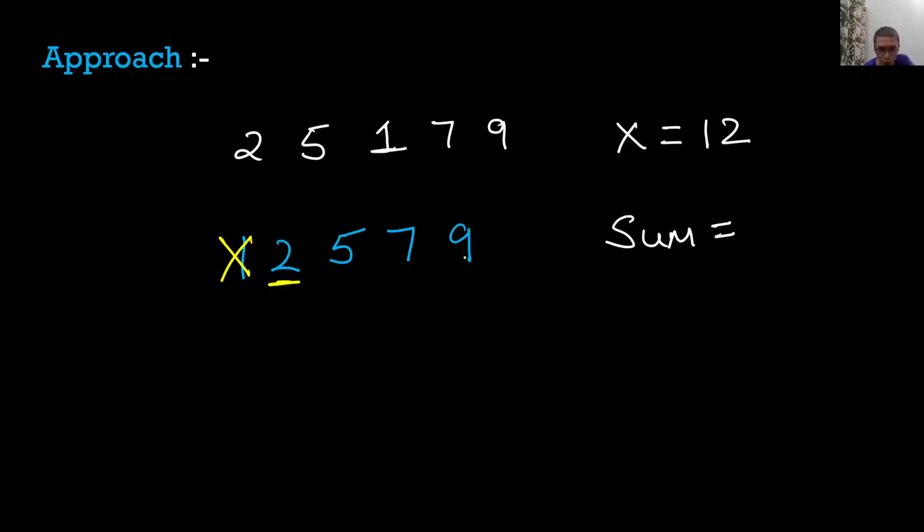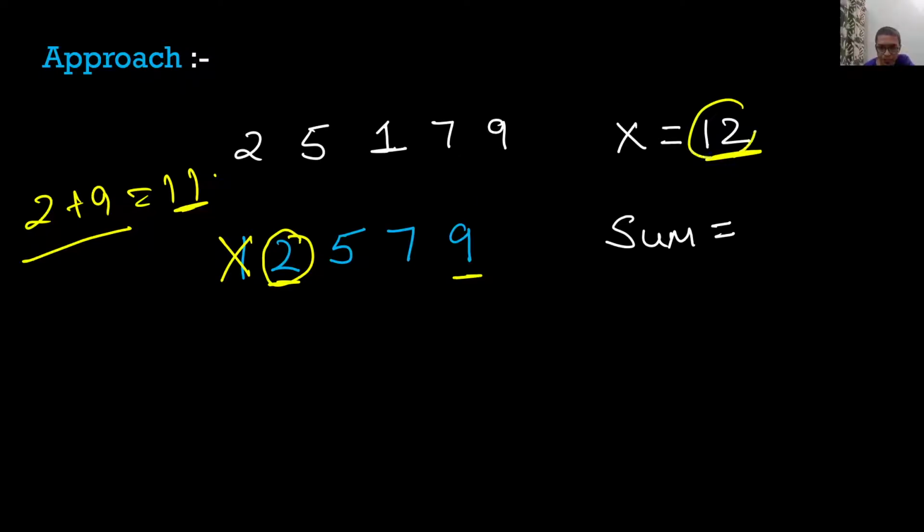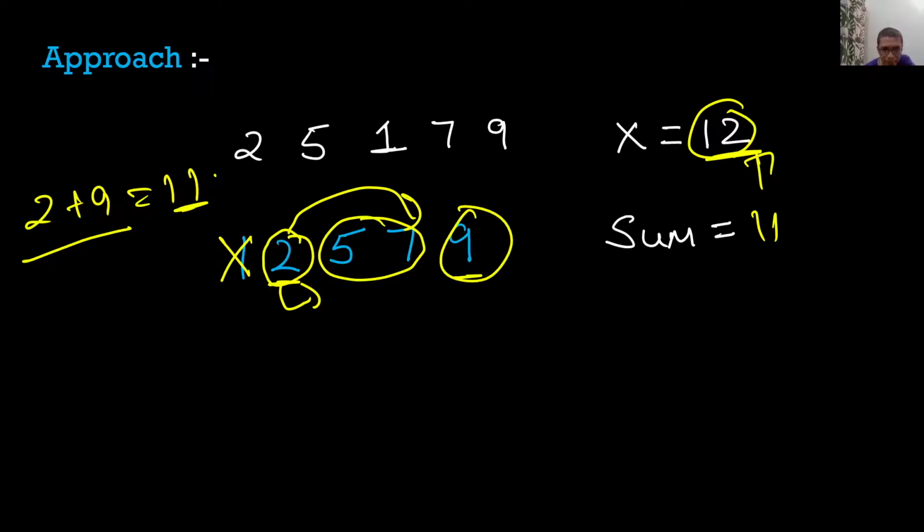So now we have 2 and 9, right? Again, 2 plus 9 equals 11. 11 is again smaller than 12, right? So this means that this 2 is again not capable enough of making a sum 12, because if I add this 2 with the largest element, I'm getting a sum lesser than 12. Hence, if I add this 2 with the rest of the array elements, I'll get a sum even lesser than 11, right?